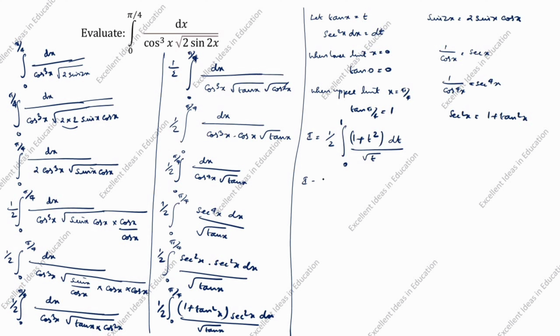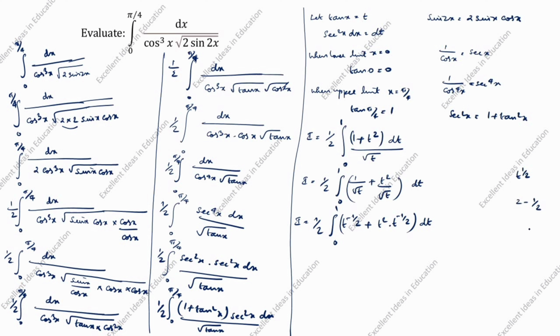Next, I is equal to 1 by 2 integration of 0 to 1 of 1 by root t plus t square by root t into dt. Next, I is equal to 1 by 2 integration of 0 to 1, root t, how we will write? T power 1 by 2. It goes up, it is t power minus 1 by 2 plus t square into t power minus 1 by 2 into dt. This one how we will write? 2 minus 1 by 2. We will take common 2. Here is 1. 4 minus 1 equal to 3 by 2.